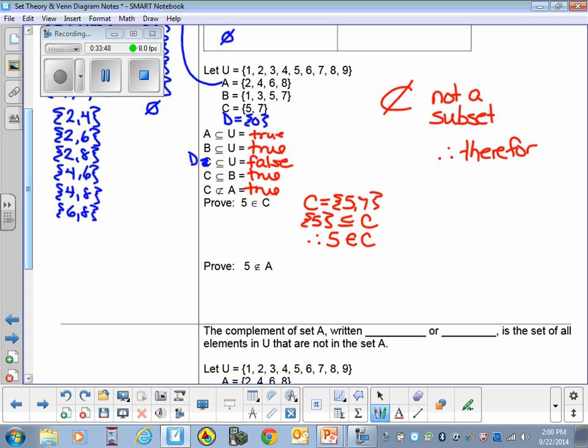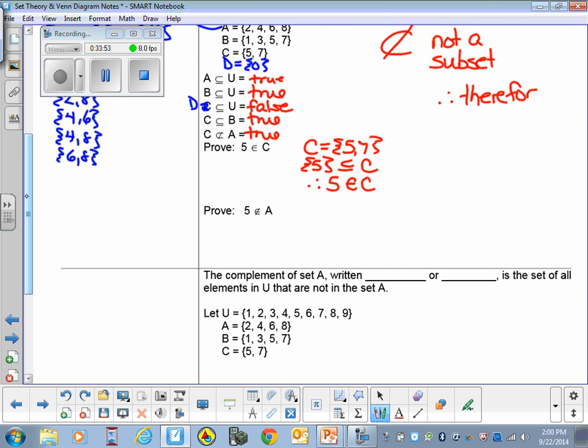So what do you think the slash through the element symbol means? Not an element. You got it. Thomas, question? Italics, yeah. Microsoft Word at its finest. They should be. Is 5 an element of A? No. So 5 is not a subset of A. Therefore, 5 is not an element of A.